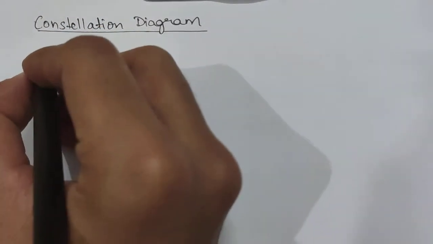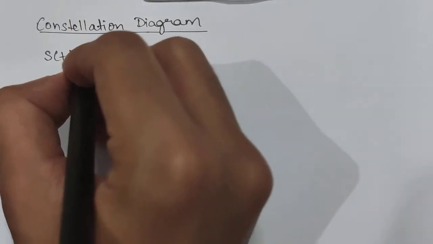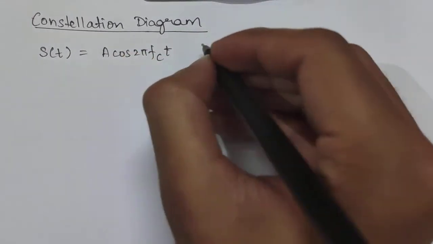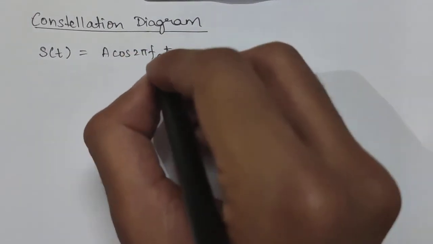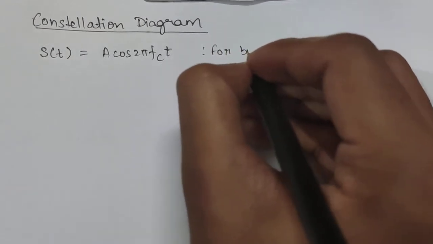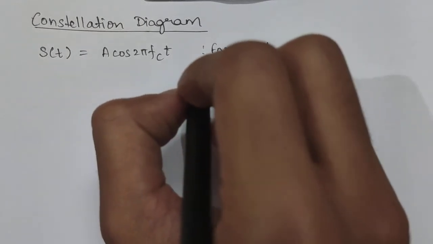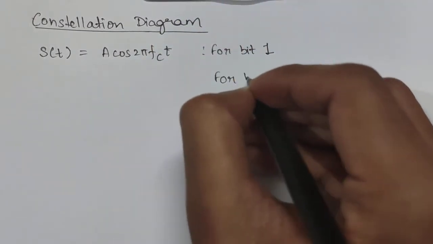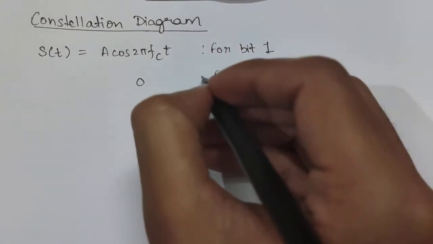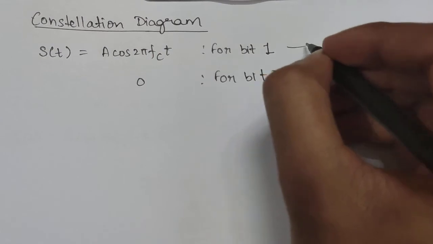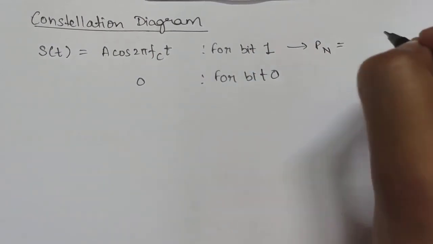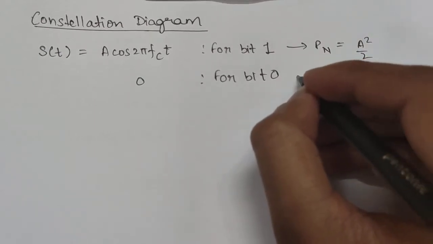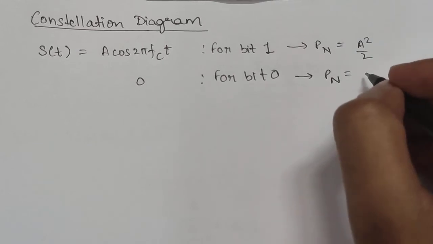We know our ASK signal S of t as A cos 2 pi fct, and this was for bit 1, and we were not getting any amplitude level for bit 0, so that was 0. If we calculate the normalized power of this, then it would be simply the amplitude square by 2, and for this, since we are not having any level, then this is 0.